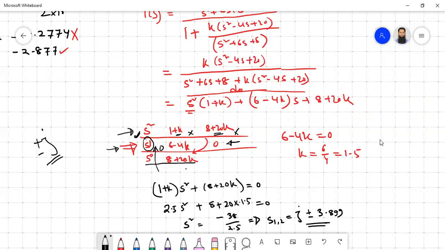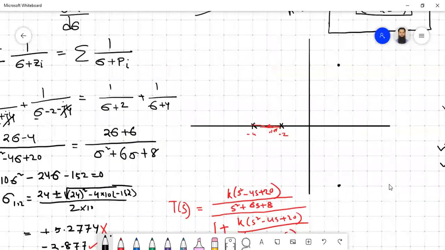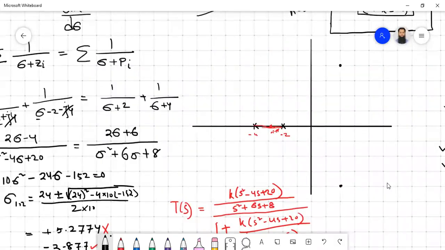Okay, I think the second one they asked, and also for which value of k. So for k equal to 1.5. So basically, now we figured out approximately somewhere here we have the jω axis crossing, somewhere here and somewhere here, 3.99 plus minus j 3.99. So also we figured out what is the breakaway point. So basically we can now try to plot it.